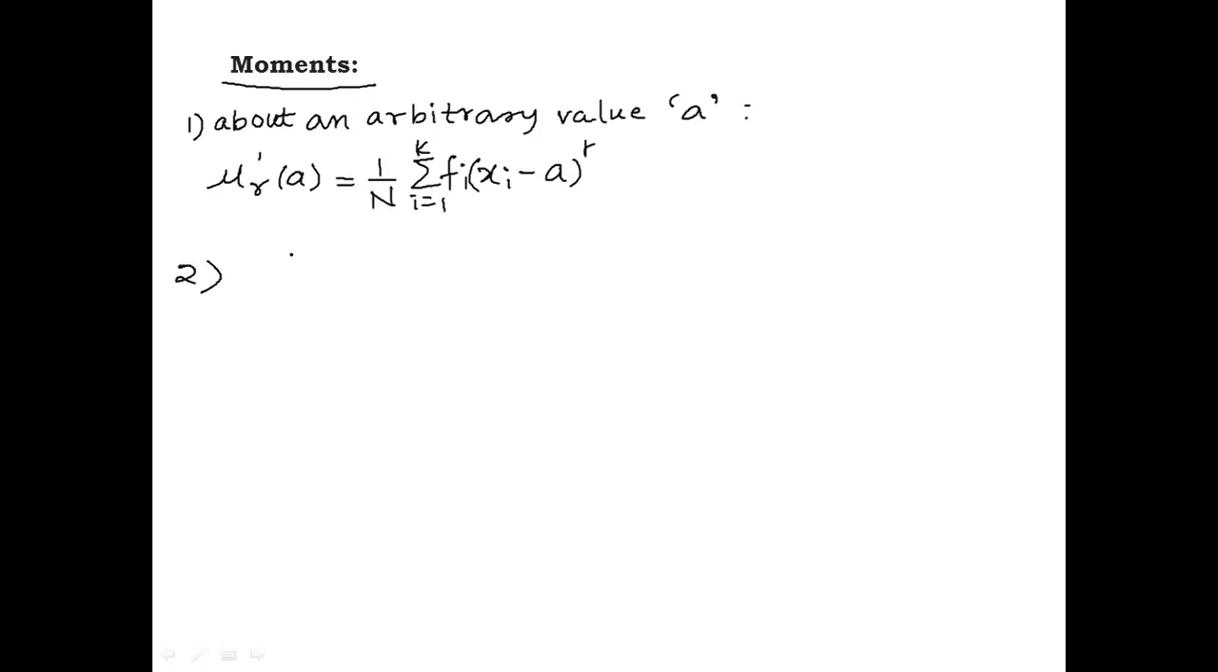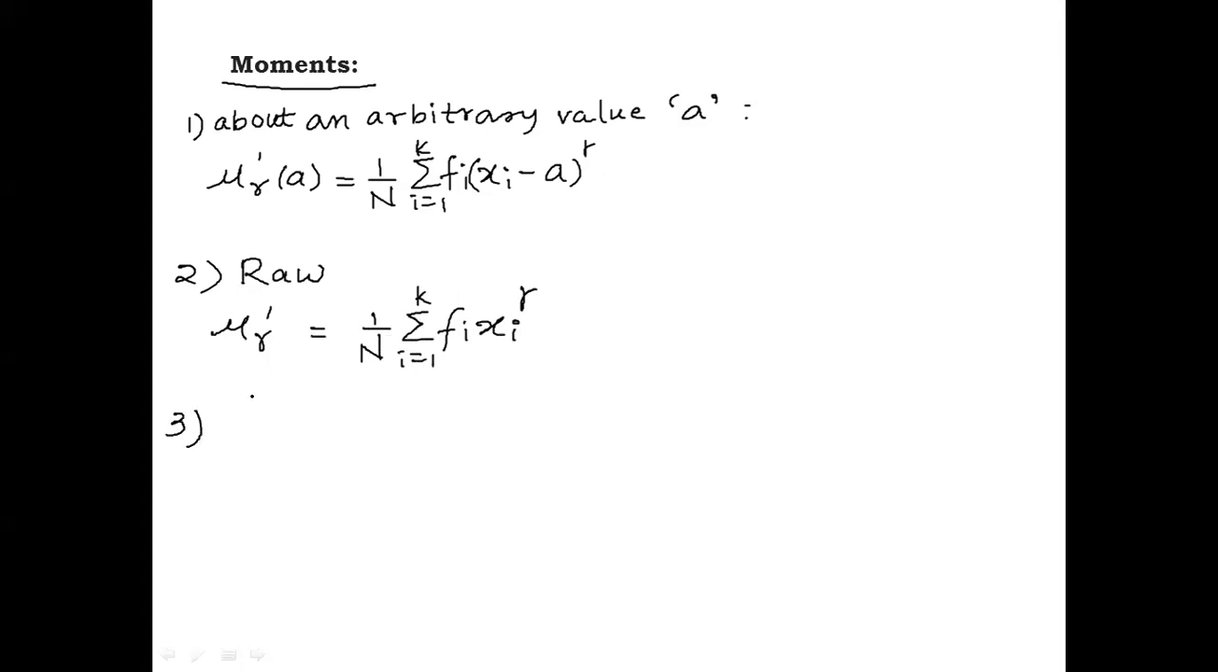The second is raw moments. The notation is mu r dash, and that is equal to, we just have to put A equal to 0. So it will be xi to the power r multiplied with fi, summation i from 1 to k, divided by capital N. So this is mu r dash.